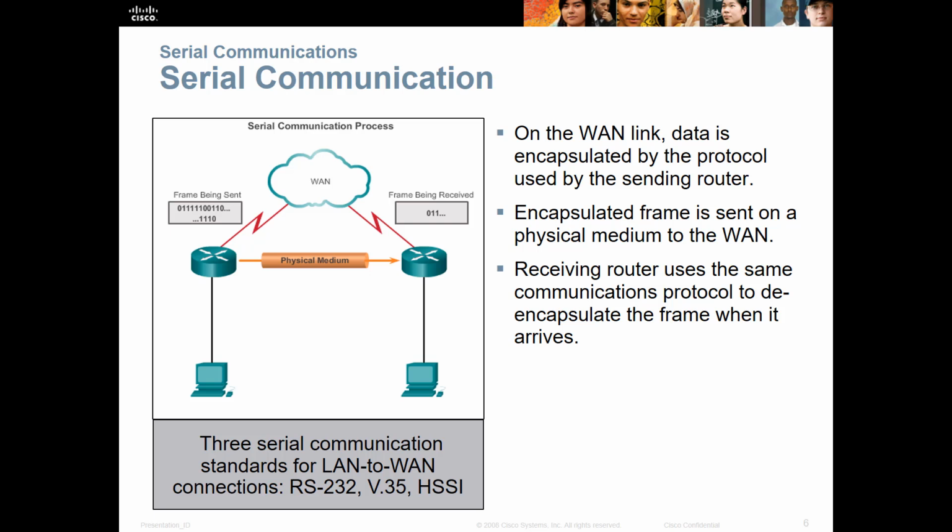Serial connection, more specific serial communication, comes in three major flavors: RS-232, V35, and HSSI. On the WAN link, the data is encapsulated by the protocol used by the sender. So if our sender is sending it as serial, then it'll be encapsulated as serial. If it's being sent via V35, it'll be encapsulated that way. The receiving router uses the same communication protocol to de-encapsulate the frame as it arrives.